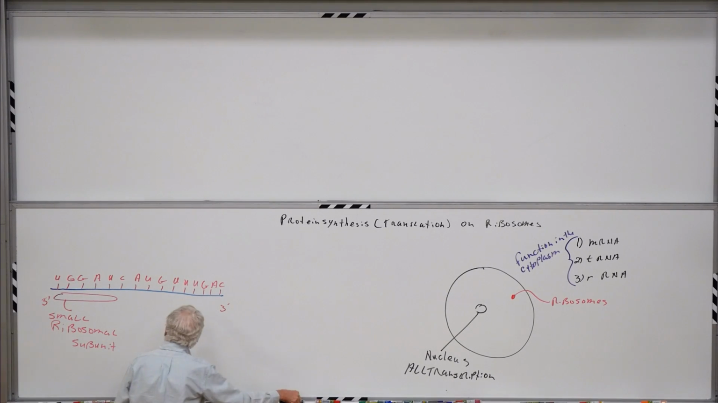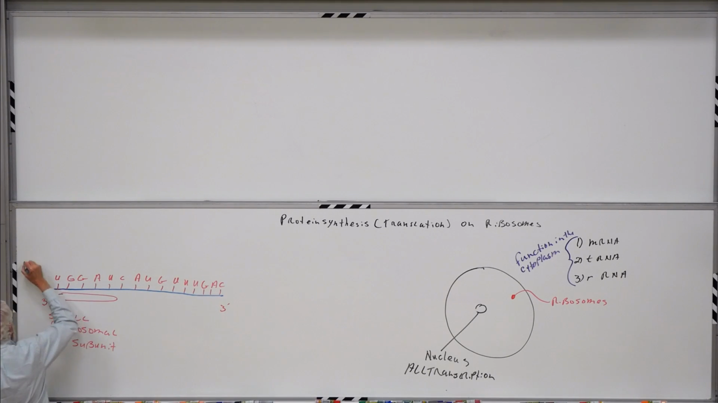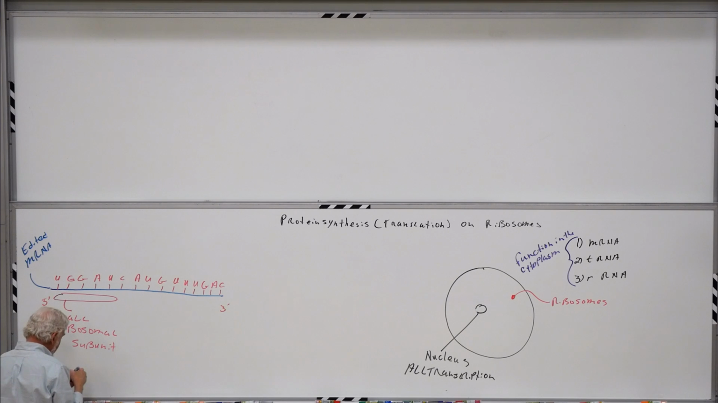Let me label this one as the mRNA. This is edited mRNA. Now, the small ribosomal subunit will walk along. It will walk along the mRNA from the 5' to 3' end. So it will move in this direction.